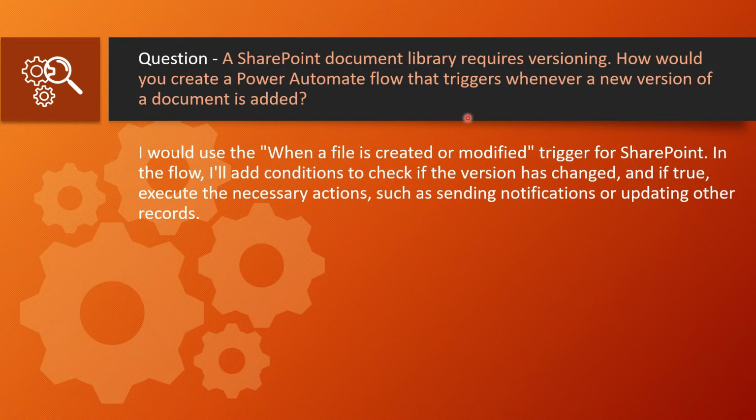Here we will first use the trigger 'when a file is created or modified'. On that we need to add a condition to check if there is any change in the version. If this condition is true, then we execute the necessary action. After the file is uploaded to the document library, the necessary action can be sending a notification or updating another record on the basis of that.